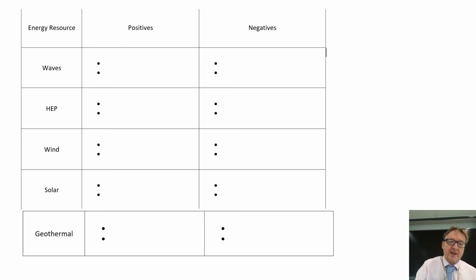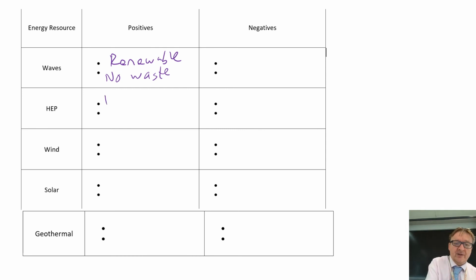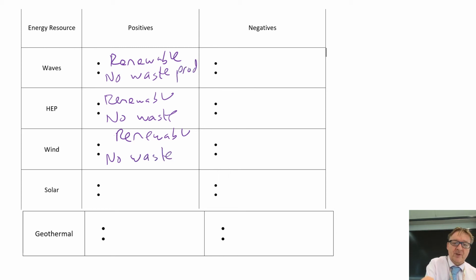Some others, waves. The advantage, and a lot of these are going to be the same, is that they're renewable, so it's continuously there, and there is no waste. I'm going to be really boring and write down renewable and no waste products.